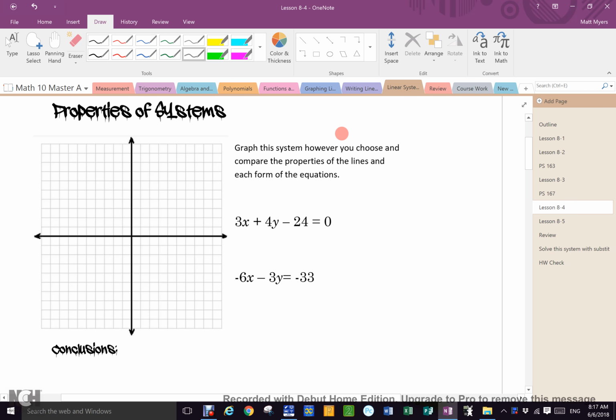Right, properties of systems. Now, believe it or not, you actually know everything on this page, but we're going to go through it anyway. Graph this system. I do not care how you graph it. I will be graphing it myself. Some of you will watch me graph it. Some of you will graph it on your own. It is up to you. You choose. I, of course, am going to do what I always do, which is put it into slope-intercept form.